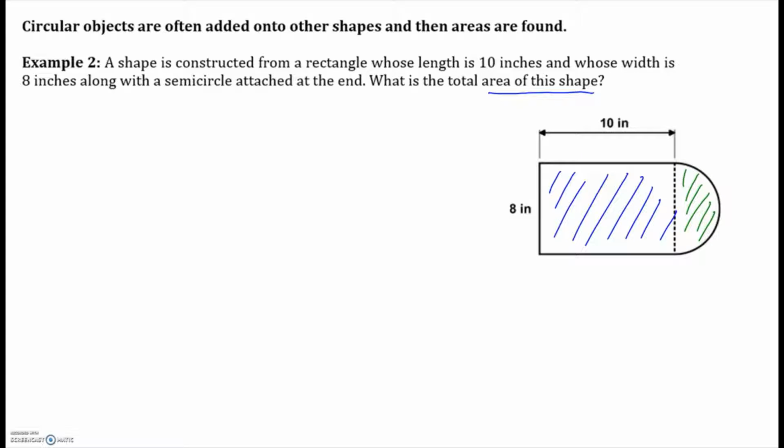Again, I like to make a little statement off to the side so I can remember what to do.